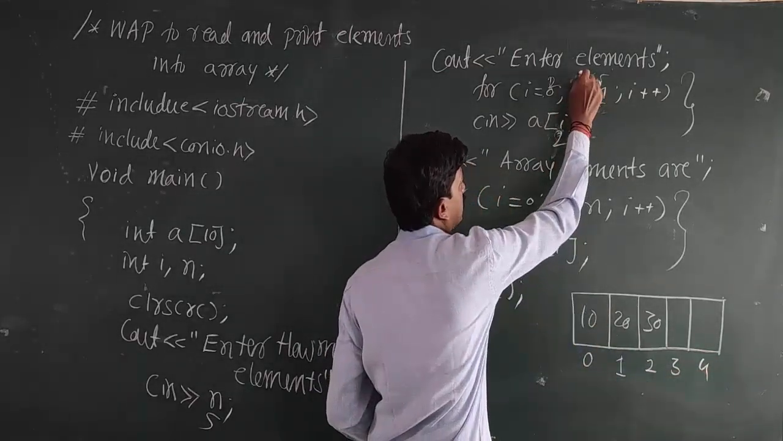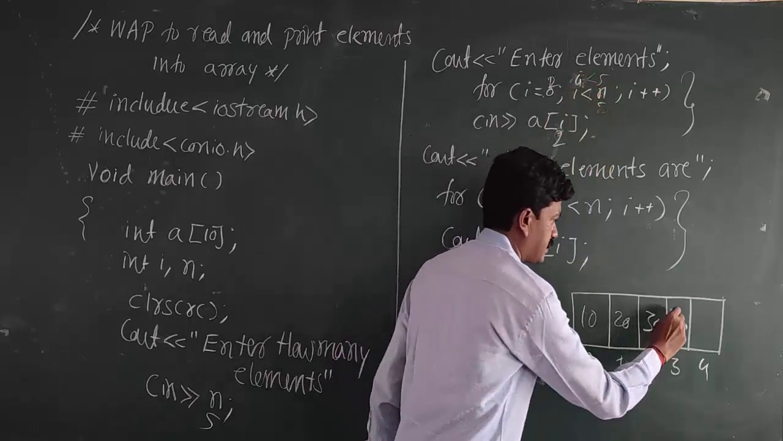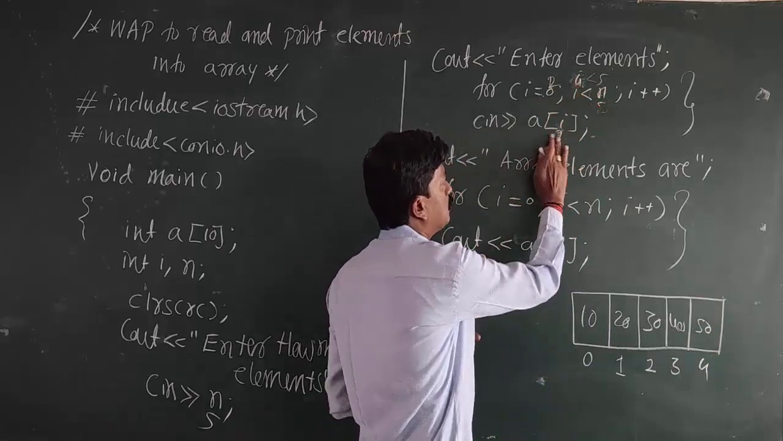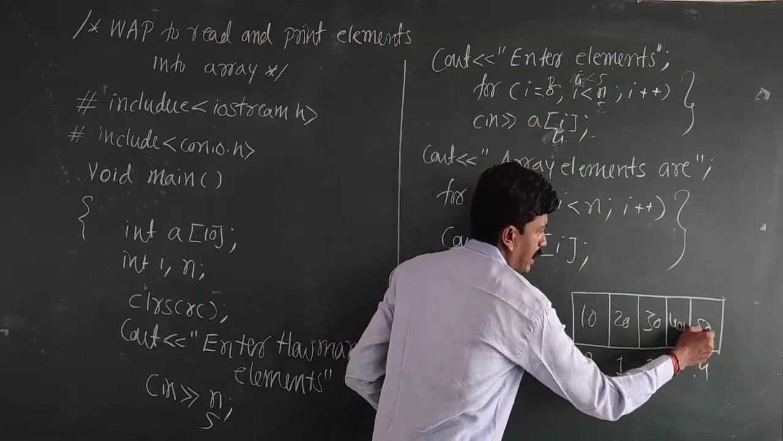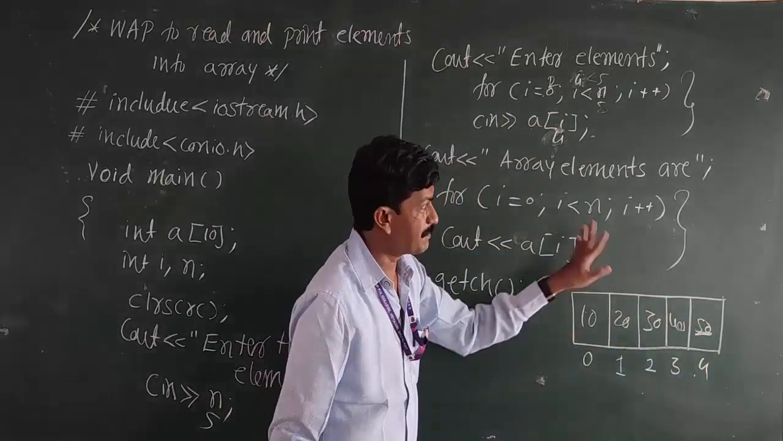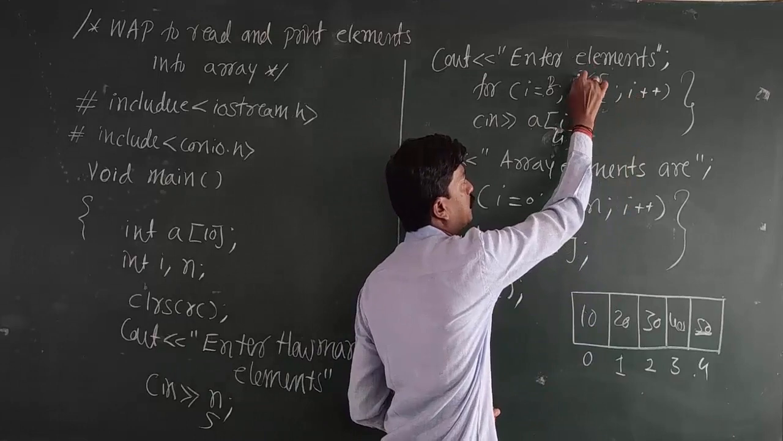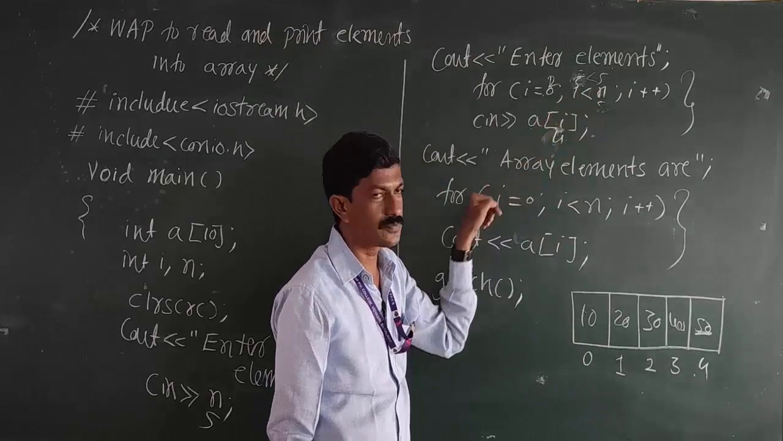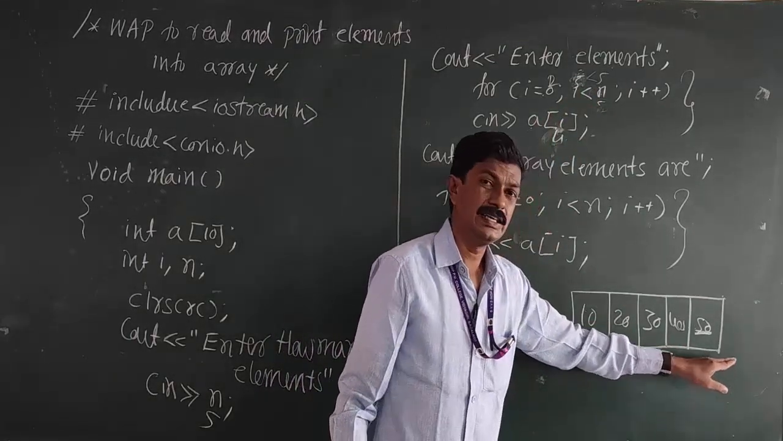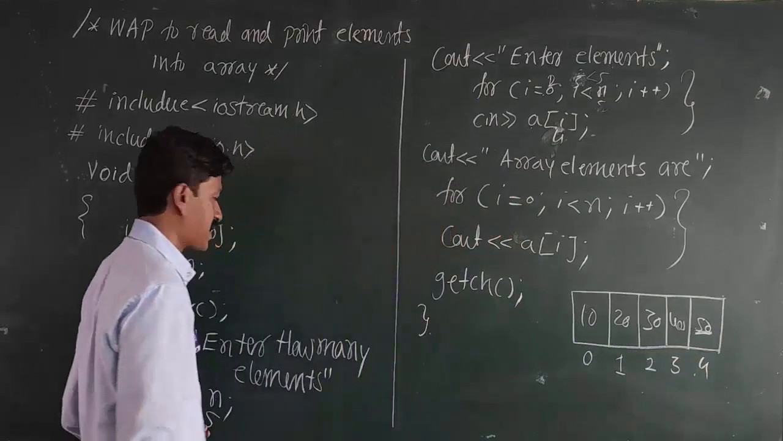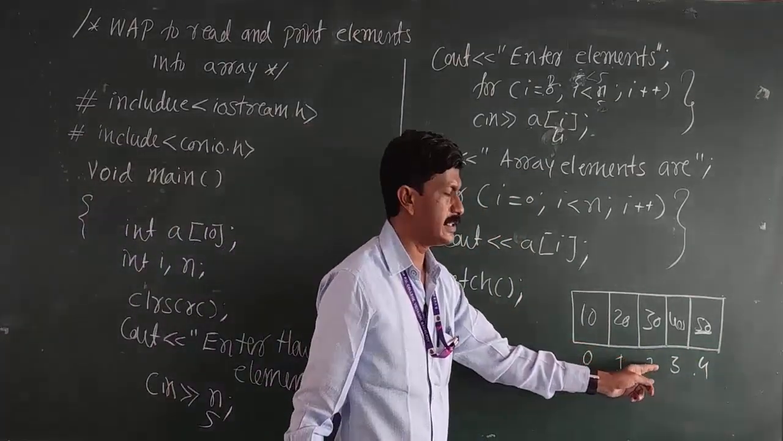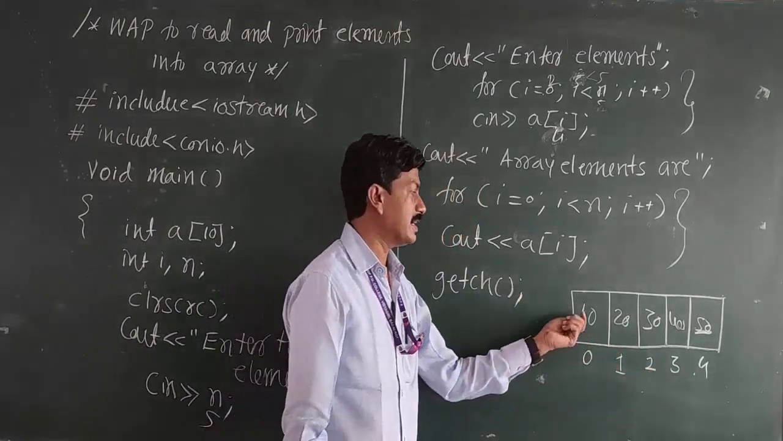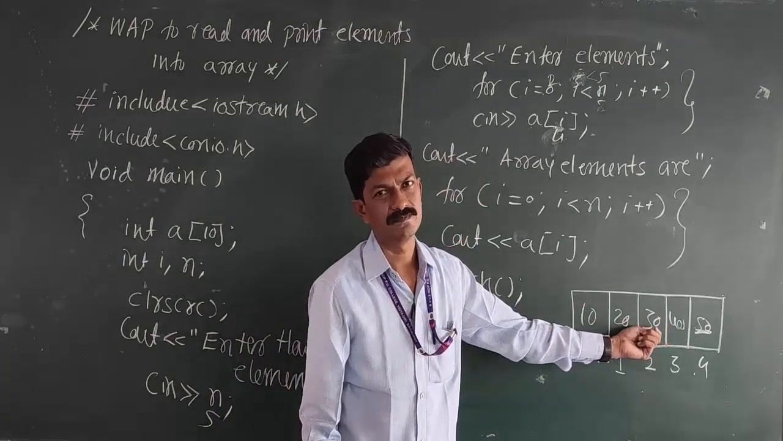When it reaches the last index, 4 is less than 5, yes, the condition becomes true, enter the loop, and at A of 4 I am going to insert one more element, 15. After that, i is incremented and becomes 5. Is 5 less than 5? No, the condition becomes false and it comes out of the loop. It does not insert an extra element into the array, because we mentioned only 5 elements, and only 5 elements are inserted into this array. It is a traversing operation, performed for inserting elements into a linear or one-dimensional array.